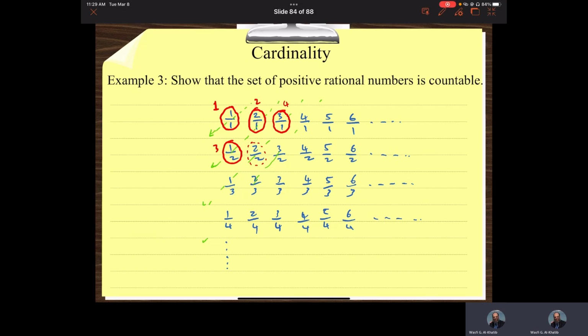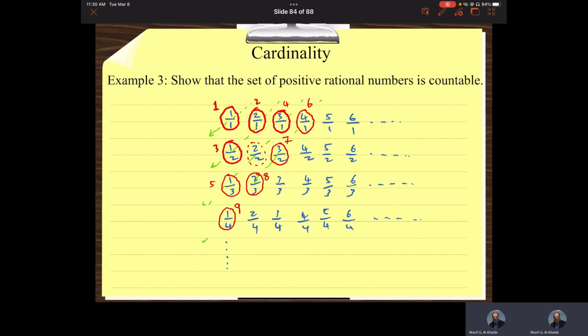Okay, what about 1 over 3? I will map 5 to 1 over 3. I will map 6 to 4. Okay, what about 3 over 2? 7 will be mapped to 3 over 2. 8 will be mapped to 2 over 3, and so on and so forth.